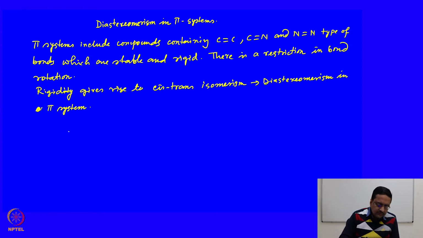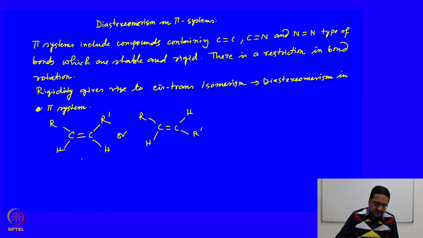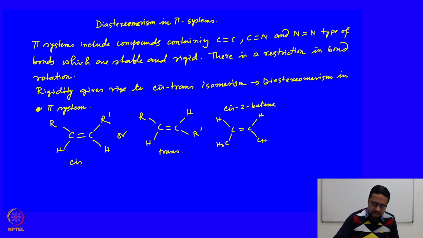So, we are trying to work on the molecules which have a C=C double bond, and you have groups on one side of the double bond or the opposite side of the double bond. When they are on the same side, we call it cis, and when the groups are on the opposite side, we call them trans. The common examples are cis 2-butene and trans 2-butene.